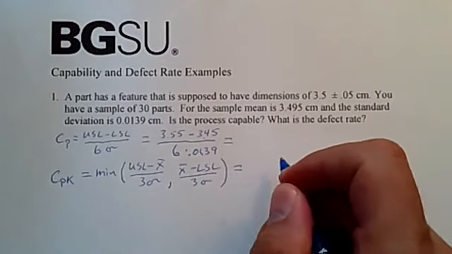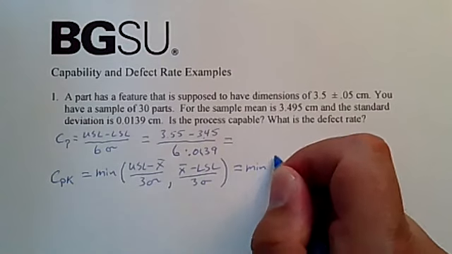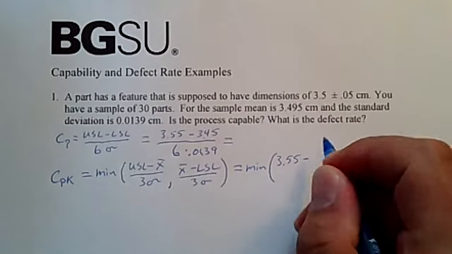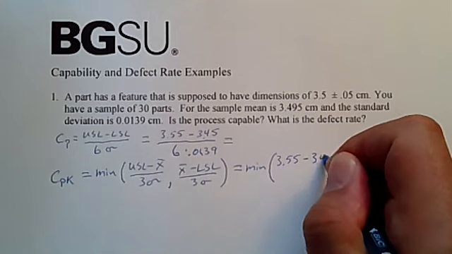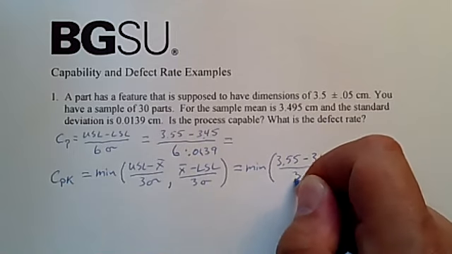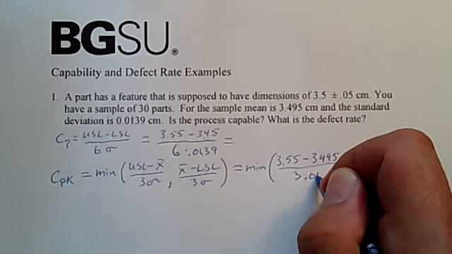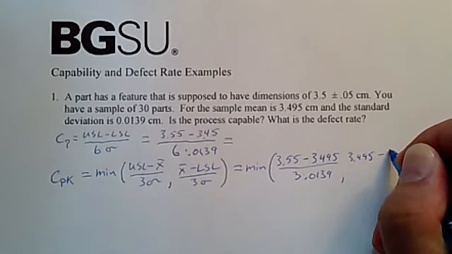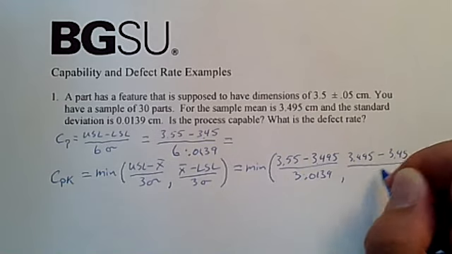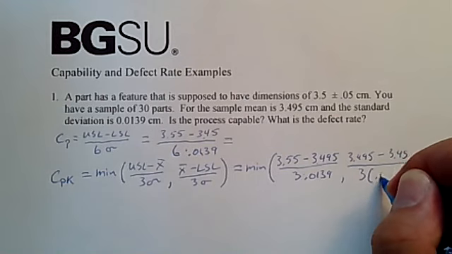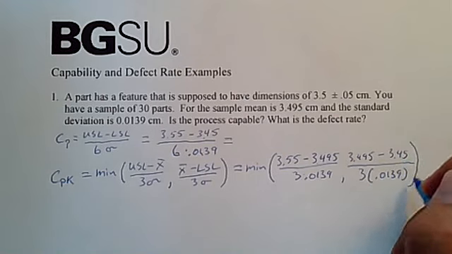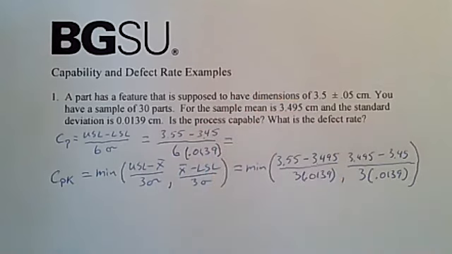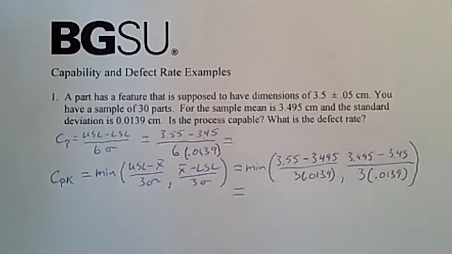In this case, that gives us the minimum of 3.55 minus the x bar, 3.495, divided by 3 times 0.0139, and 3.495 for my x bar minus 3.45 for my lower specification limit divided by 3 times 0.0139. And I will solve those.